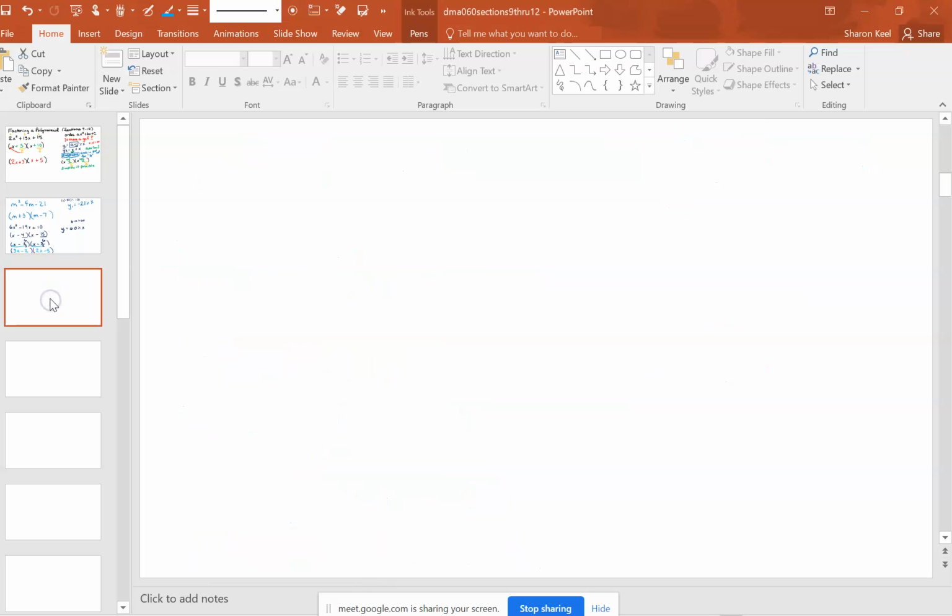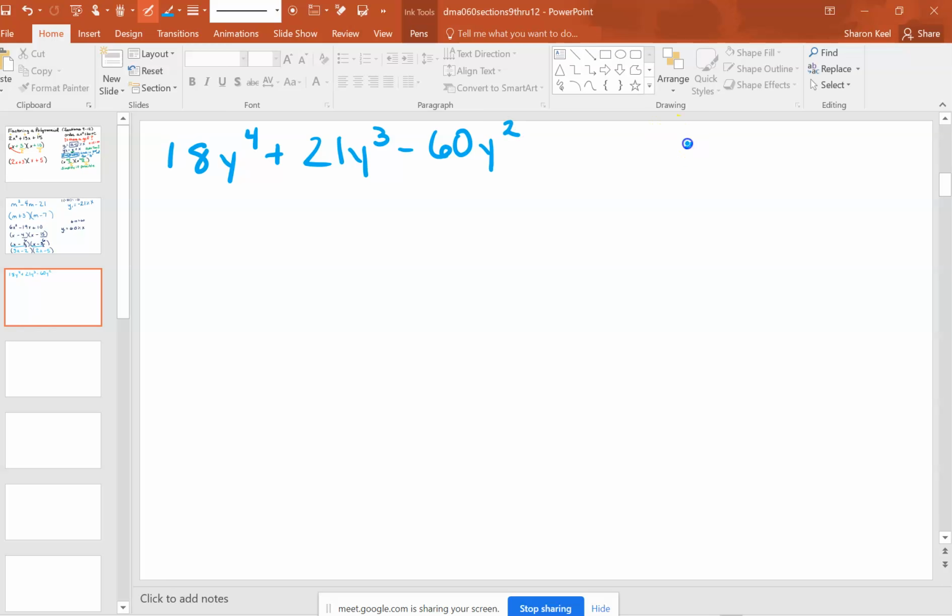All right, one thing that we have not yet had is an example of a problem where we do have a greatest common factor. So we're going to do an example where we're going to have a GCF. We have 18y to the 4th plus 21y cubed minus 60y squared. Is it in the correct order? Yes. We have descending order: 4th power, 3rd power, 2nd power.